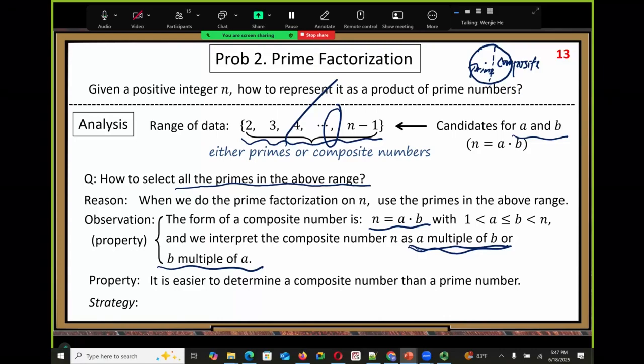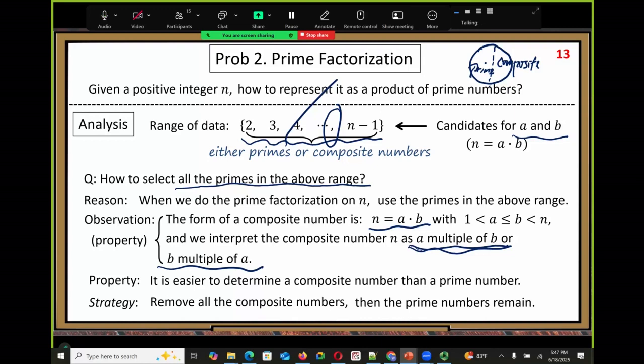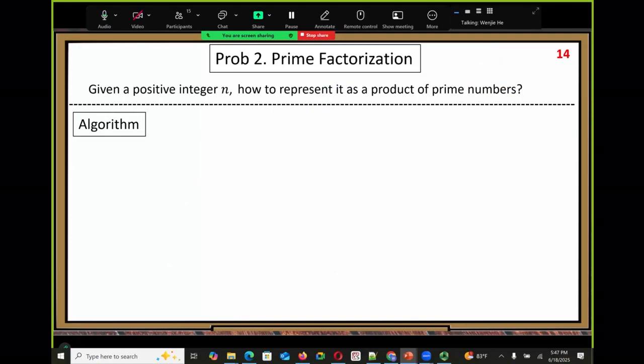All right, so let us implement the strategy. Remove all the composite numbers, then the prime numbers remain. That's a simple strategy. So let's implement. The next question: how to remove all the composite numbers? How to use some easier way to remove composite numbers?